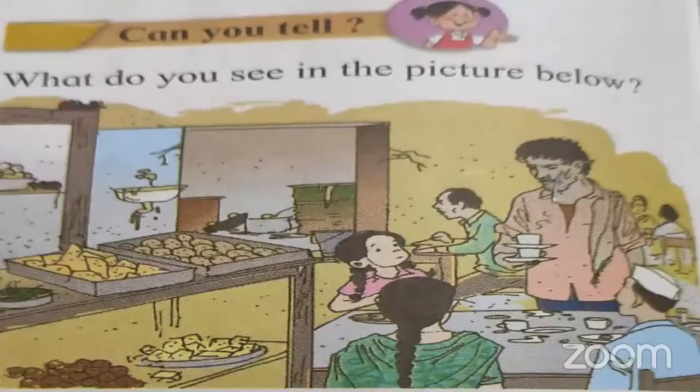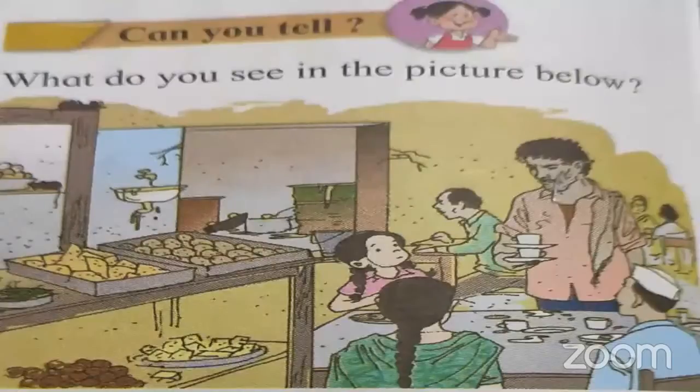The person. Customer. Huh, okay. Customer. Very good. And the shop is dirty. Dirty. Very good. What else can you see? And there are 2-3 men waiting for the tea. Okay, very good. And is the food covered or uncovered?